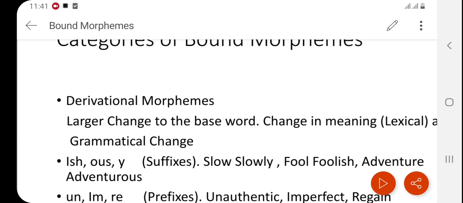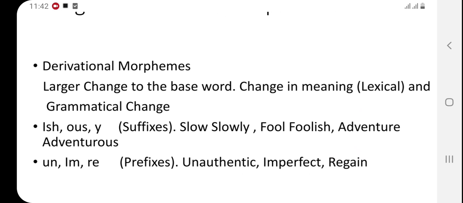So when we talk about the derivational morphemes, there is a change in the root word or the base word, change in the lexical meaning and grammatical change. For example, these are the suffixes. Suffixes are the bound morphemes that are attached at the end of a word. From slow, it becomes slowly. Slowly is a new word. From fool, it becomes foolish. From adventure, it becomes adventurous.